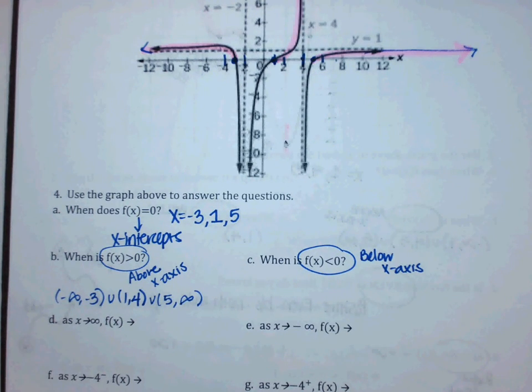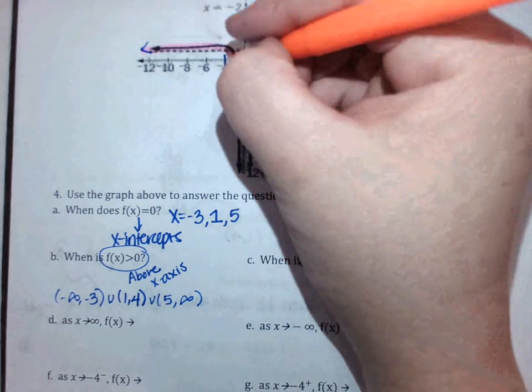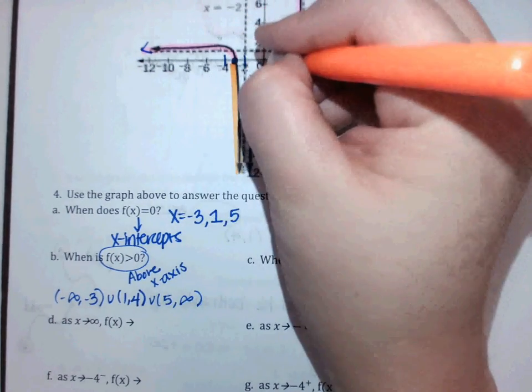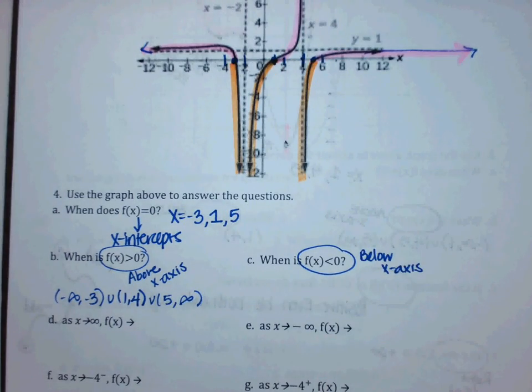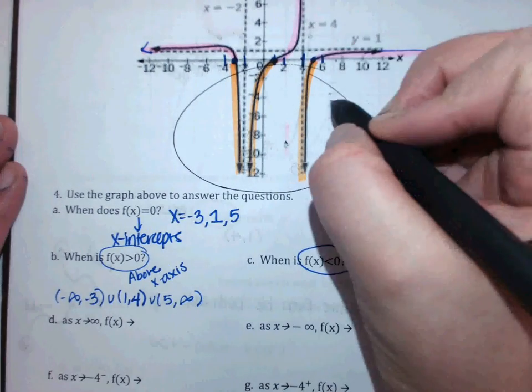Okay, then I'm going to label the parts of my graph that are below the x-axis. So I have one chunk here, one chunk here, one chunk here. So all of my orange parts count as below the x-axis.